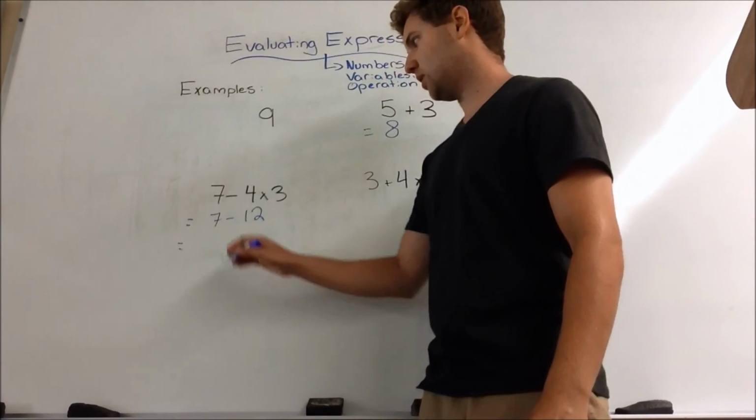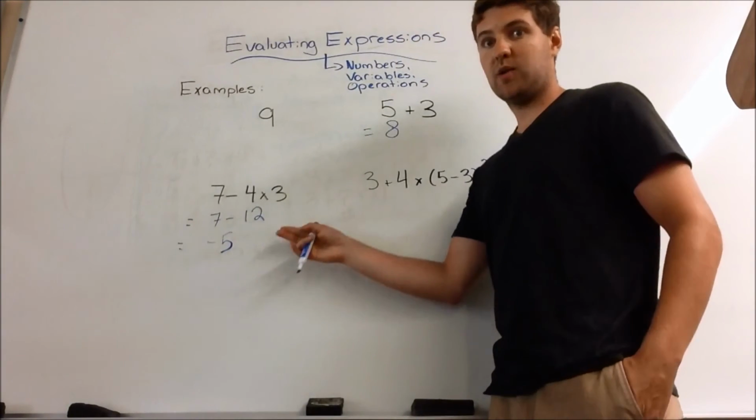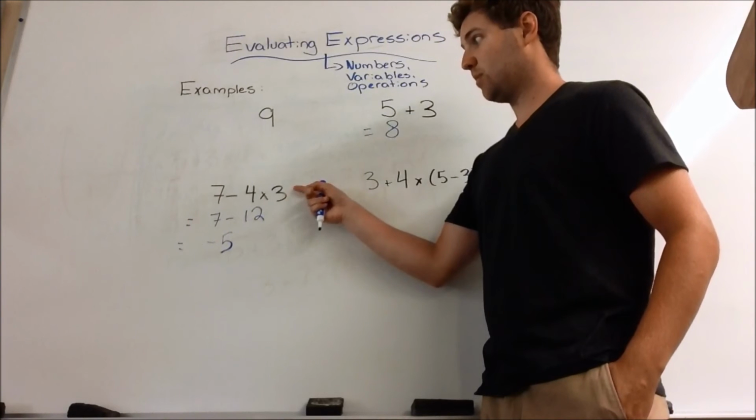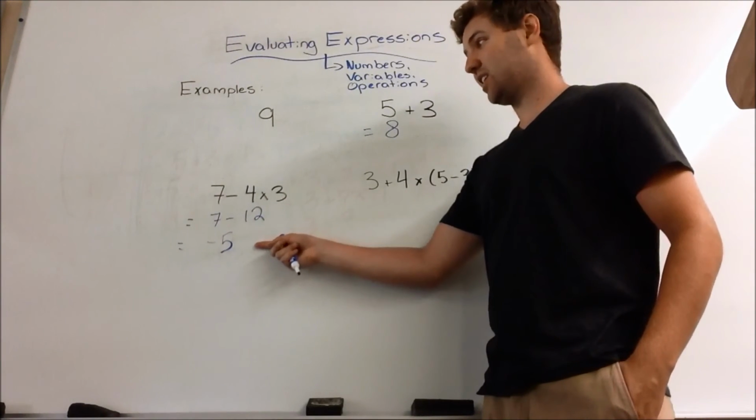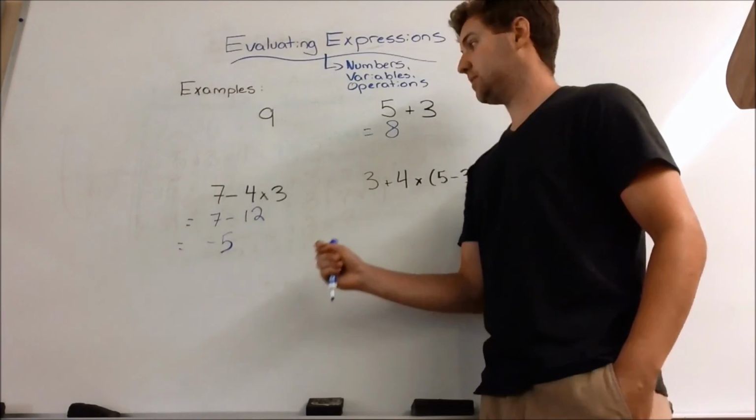7 minus 12 is negative 5. So again, we've evaluated the expression. It took us a little bit longer this time, but we made another expression that was a little bit simpler. Then we simplified that and created a final expression, just one single number.